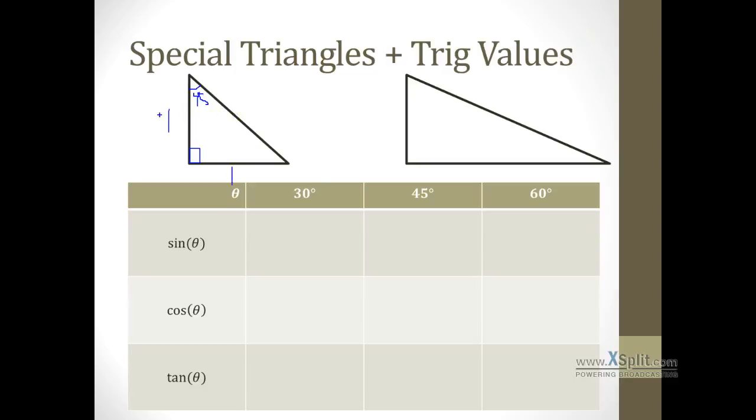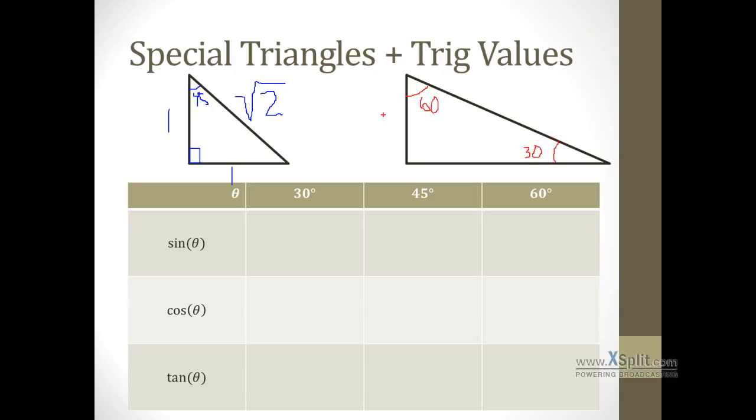According to our special triangles, we can take any side length, multiply it by root 2, and get the hypotenuse. I'm going to do that similarly right here. I'm going to multiply it by root 2. 1 times root 2 is just root 2. There's my side length. I can do that with the other triangle as well. Here's a 60-degree angle. Here's a 30-degree angle.